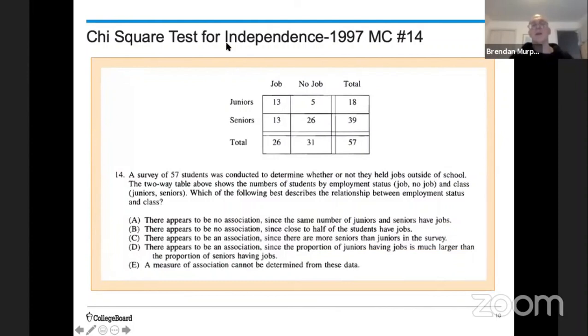So here's a multiple choice problem from the 1997 exam, multiple choice question 14. I give this to my Algebra 1 or Algebra 2 students, and I use it really early in the year in AP Statistics, and it just gets kids thinking about, is there a relationship between these two variables? So I'll give you a minute or so to read through it. I'm not going to do the math here because the math is pretty easy, and we can perhaps answer this question without even doing a chi-squared test. So I'll give you a minute or so to read this problem, and then we'll talk about it.